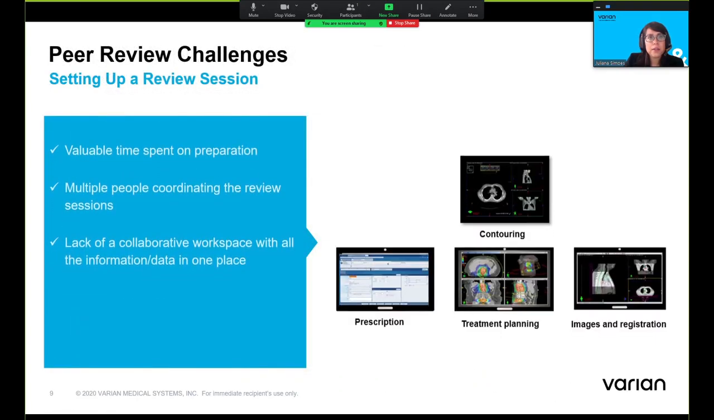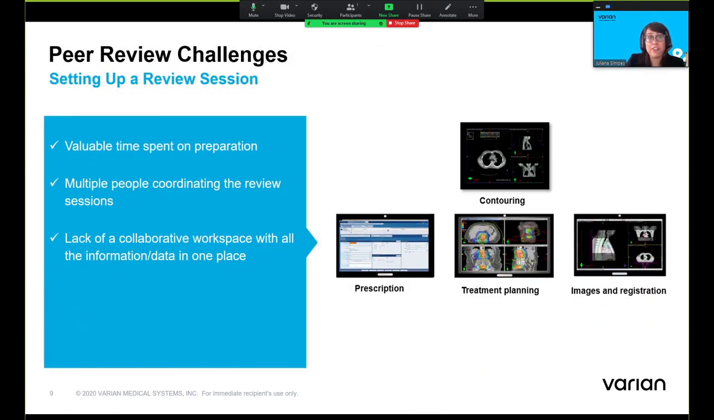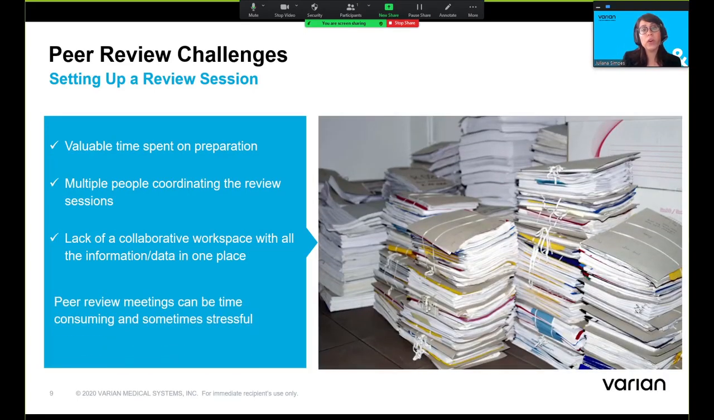Peer review sessions take valuable time in preparation. You would gather all the data that you can, put together images, contours, appointments data, other images from radiology, or any chart that you have for this patient somewhere else. So it could be multiple people coordinating it. It could be a very stressful task, right?